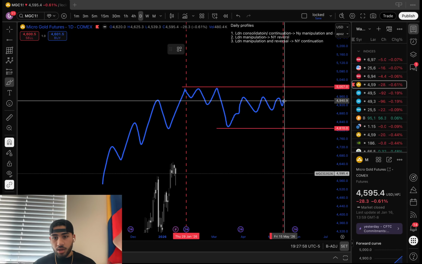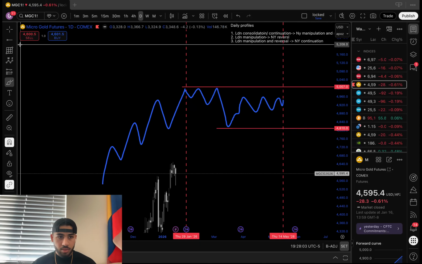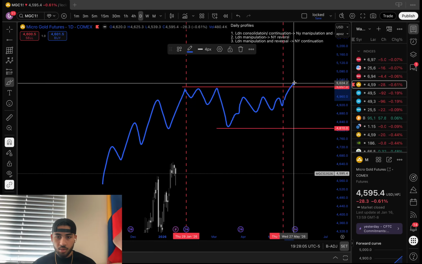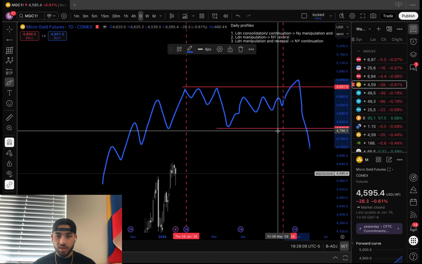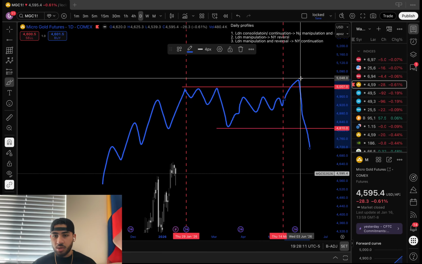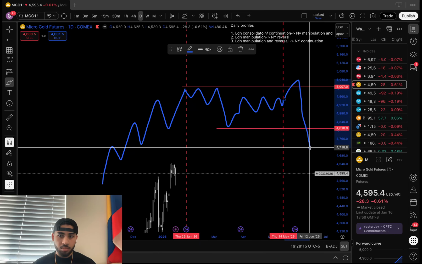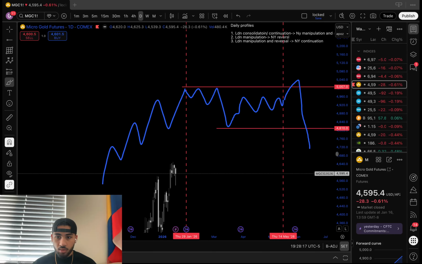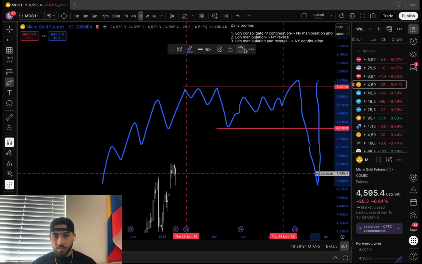We want to see New York either manipulate these lows and move higher, or manipulate these highs and move lower. The completed move on this one, let's say we manipulate highs, we can complete the move on London low and move up, or we can continue lower, take out Asia low, and then move higher.